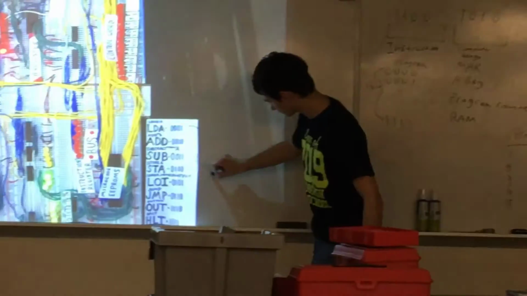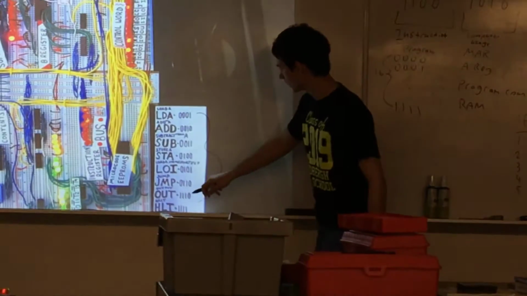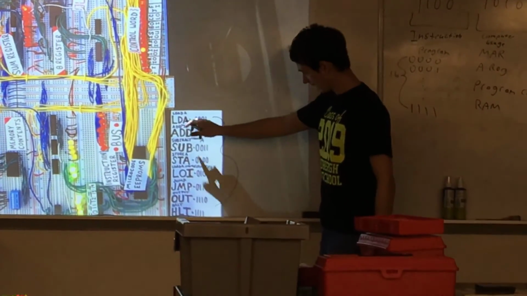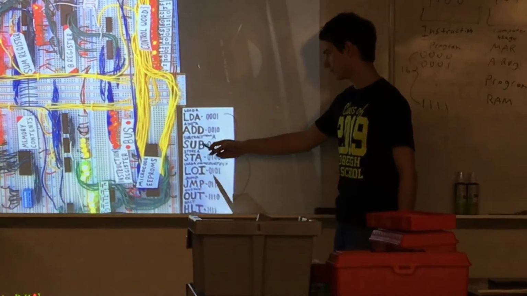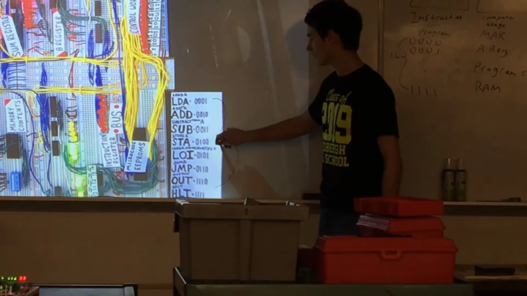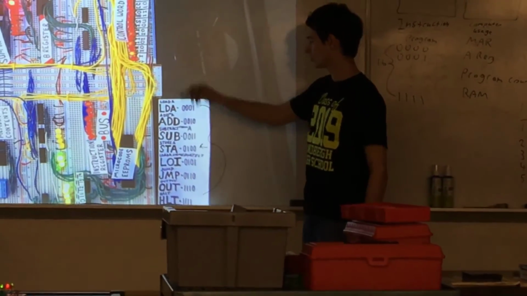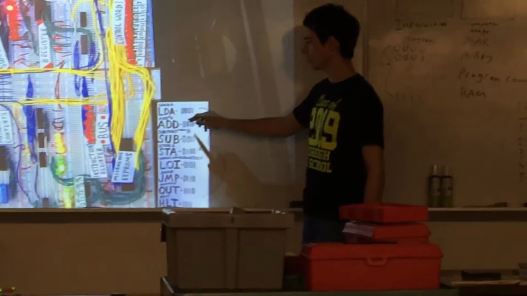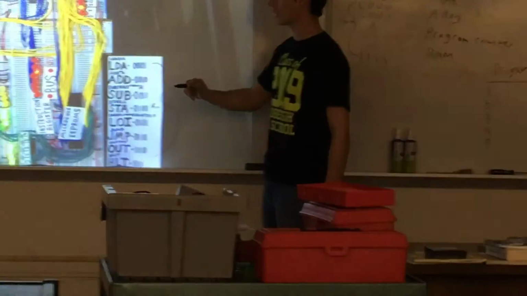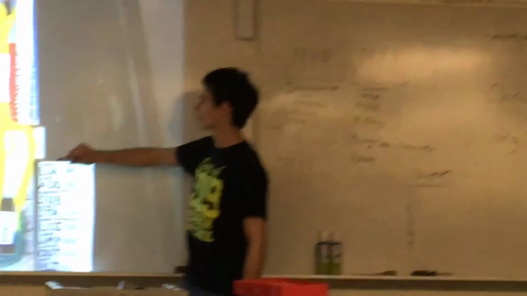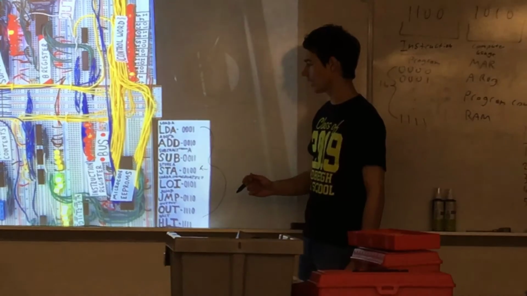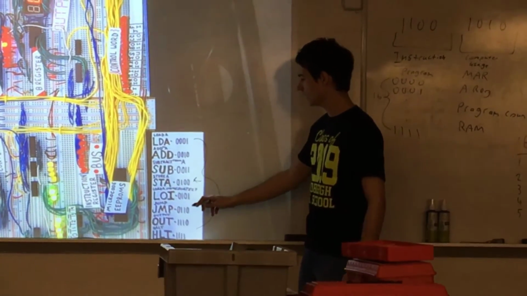So this over here is actually a few programs that I have in the computer. LDA is load A, add is add, sub is subtract, STA means store A. So you would store whatever is in register A into RAM. This would load whatever is in RAM to register A. Add will just take whatever is in RAM over to register B, and it would add the contents together. And then subtract would do the same thing, except you subtract them.